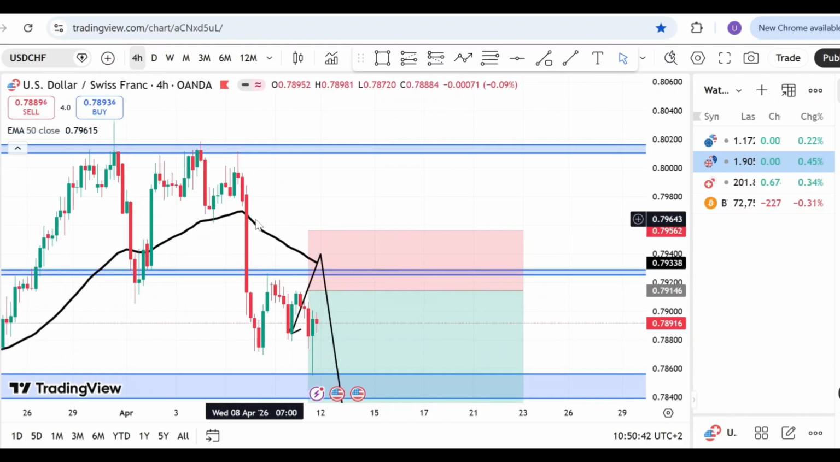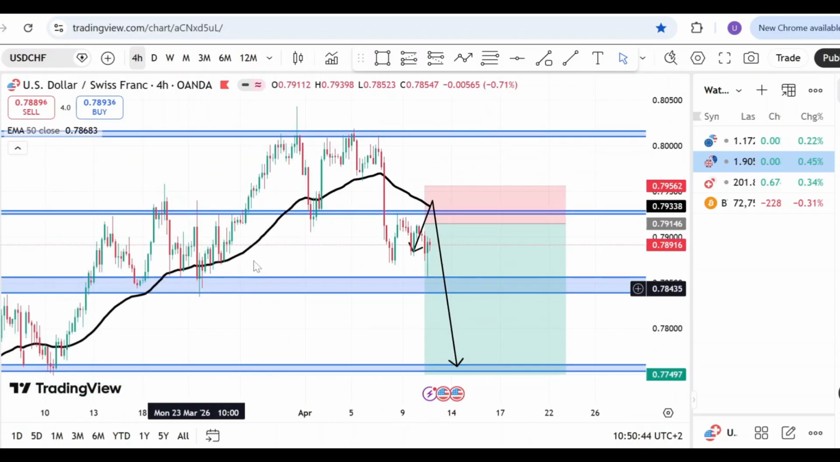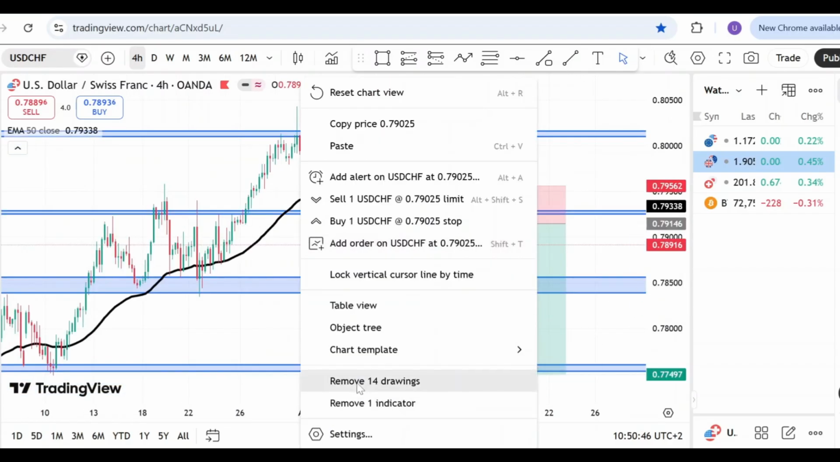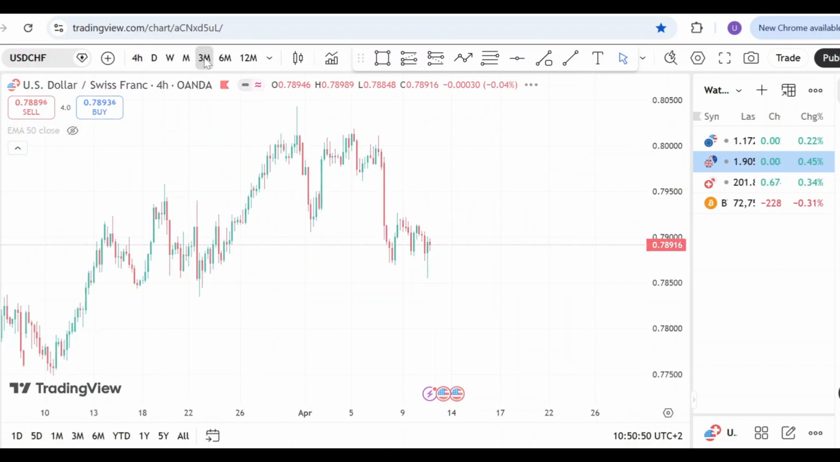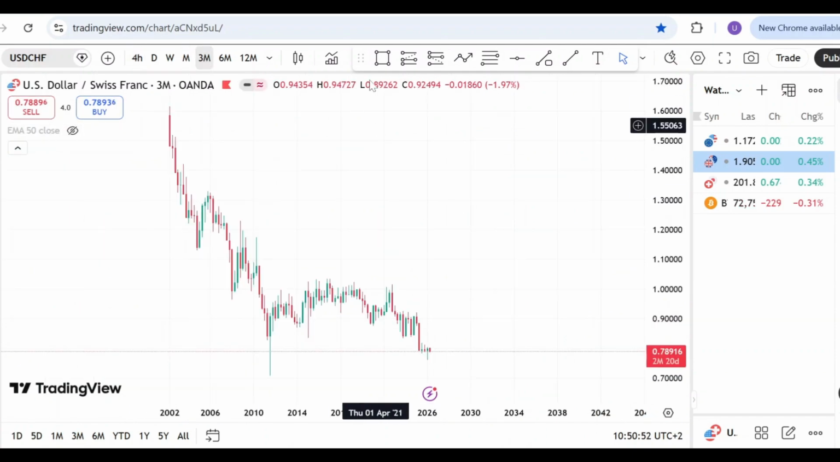As you can see, USD CHF is in a downward trend. Let us check how and why. Let's go to a 3-month time frame.